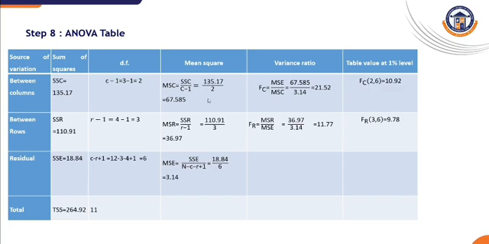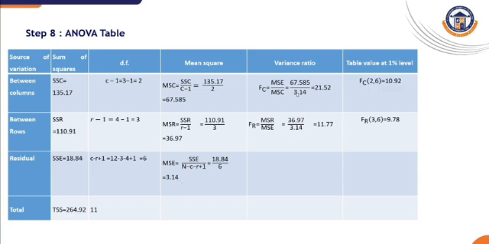For the mean square, the formula for the mean square of column is the sum of squares on column divided by C minus 1. The answer is 67.585. In the same way, the mean square of row is SSR divided by R minus 1. We already calculated these two values and substituting here, 36.97 is the mean square of row. The error we also calculate, SSE divided by 6. The SSE value 18.8784 divided by 6 gives 3.14.